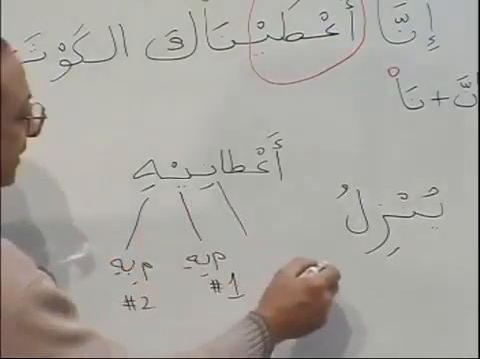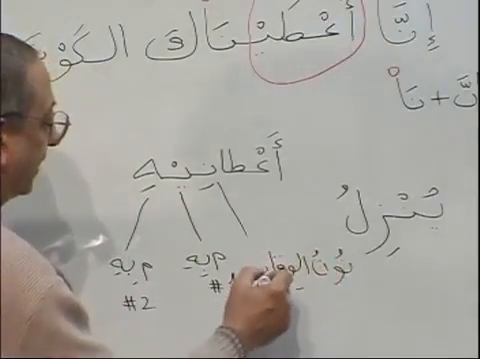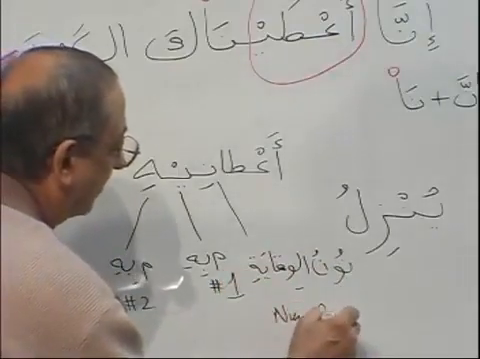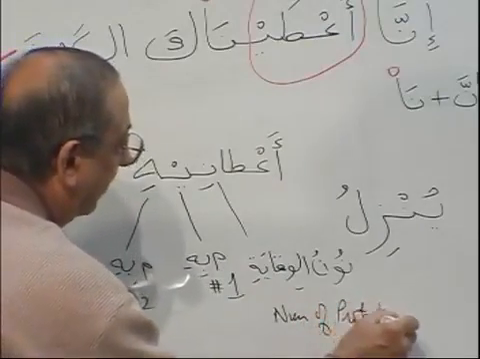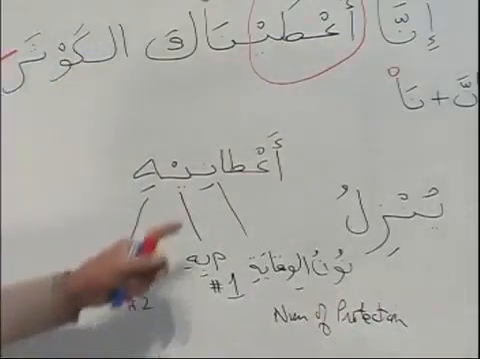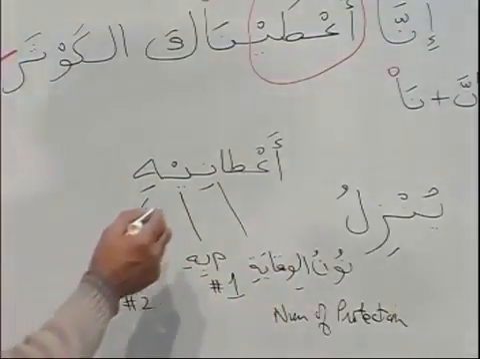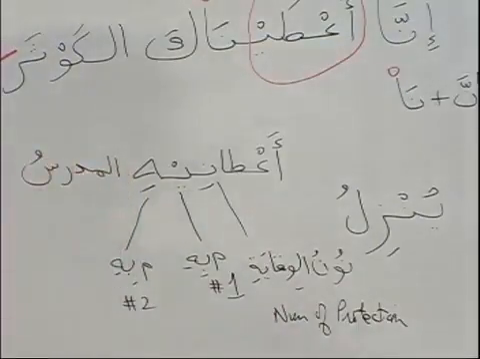What is this? Nun al-wiqaya. What is the meaning of it? Noon of protection. It protects the verb from getting ruined, because otherwise the ya mutakallim will give it a kasra. Okay? Atanihi al-mudarrisu. Sister Nasreen, al-mudarrisu is marfu'. So where is the fa'il? Al-mudarrisu. Did you get it? This is very important to remember.